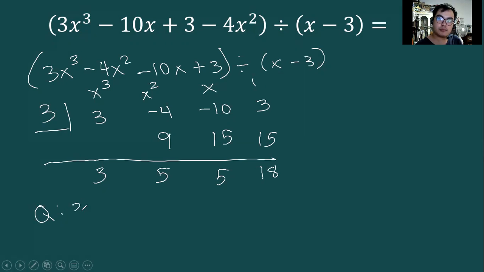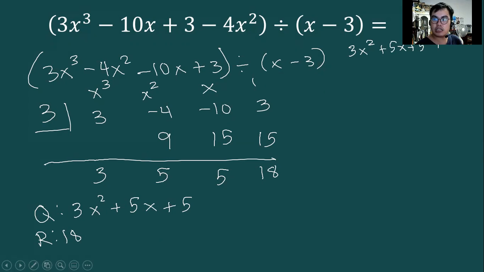Our quotient will be, the coefficient of 3 will be x squared because we're dividing polynomials. Then here it will become 5x, then here it will become 5. Then our remainder will be 18. So therefore our answer is 3x squared plus 5x plus 5 plus 18 over x minus 3. So this is your divisor and this is the remainder.